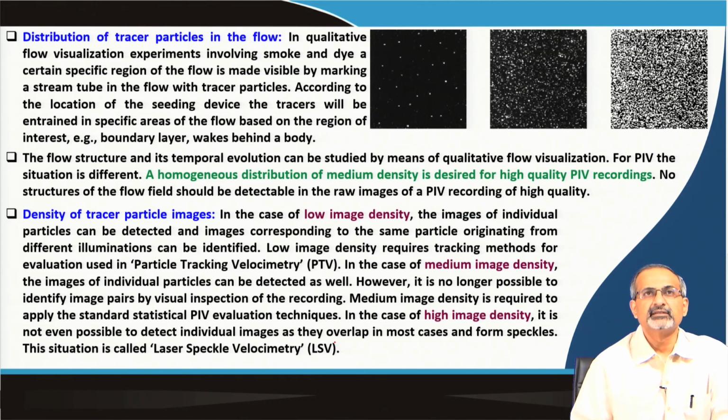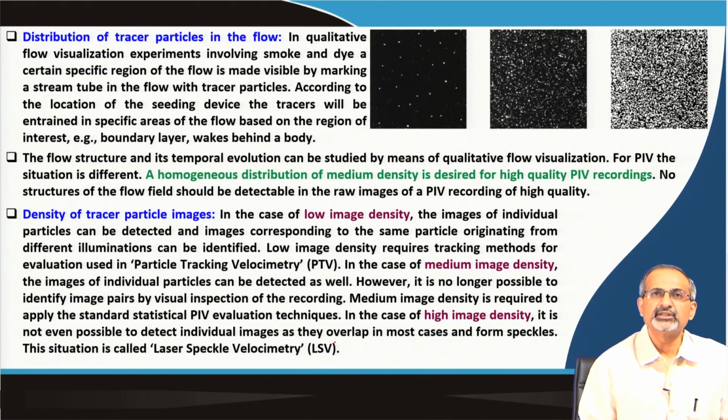Distribution of tracer particles in the flow. In qualitative flow visualization experiments involving smoke and dye, a certain specific region of the flow is made visible by marking a stream tube in the flow with tracer particles. This you have seen for smoke and dye flow visualization in particular. Now, according to the location of the seeding device, the tracers will be entraining specific areas of the flow which are of interest. For example, it could be the boundary layer region over a body or wake behind a body and so on. The flow structure and its temporal evolution can be studied by means of qualitative flow visualization.